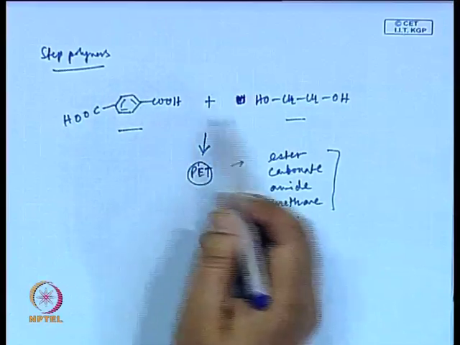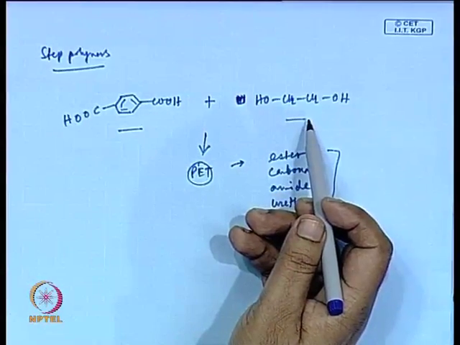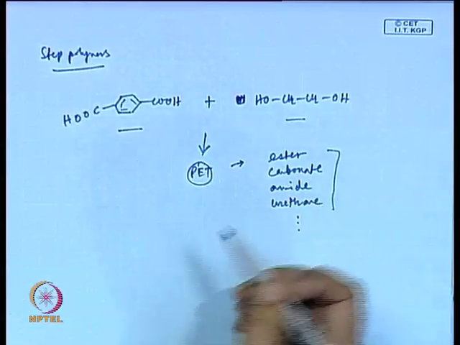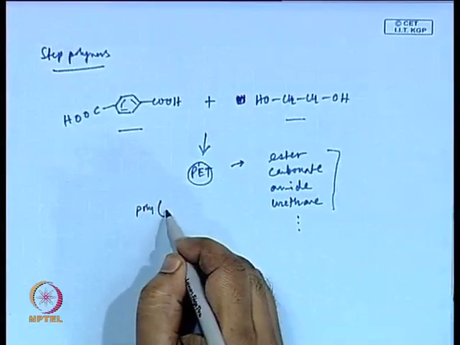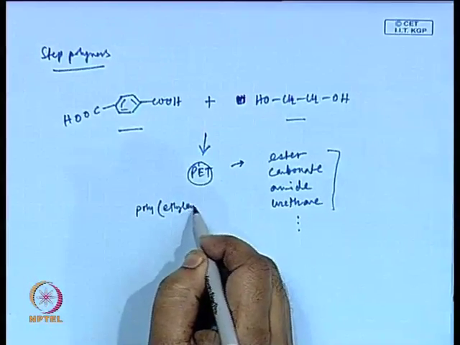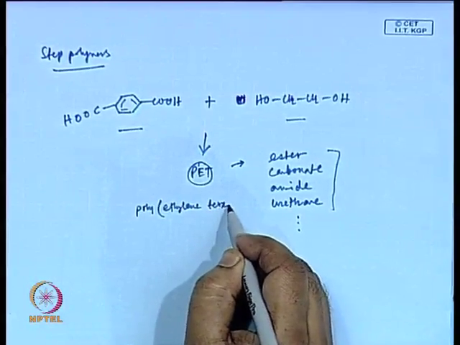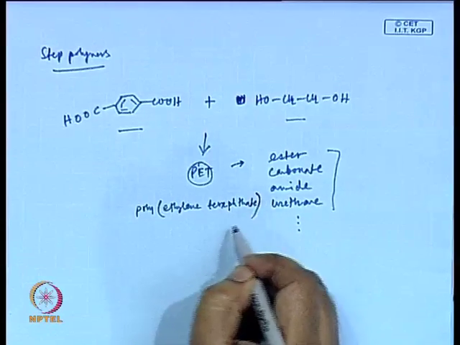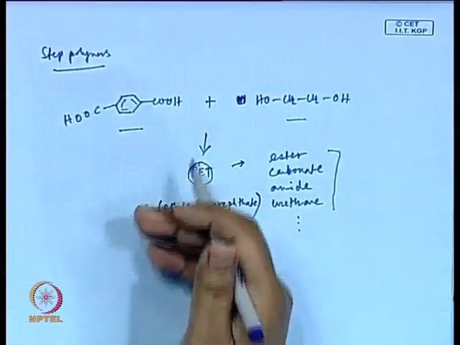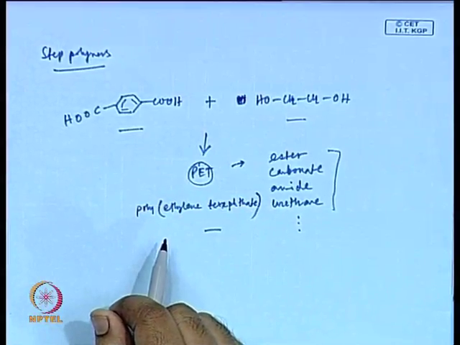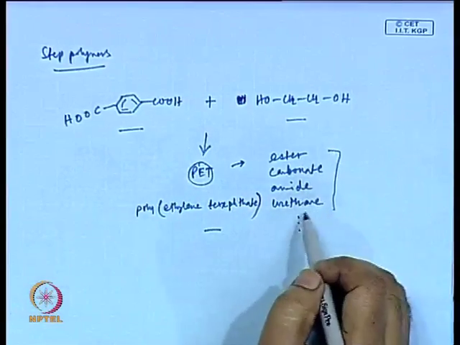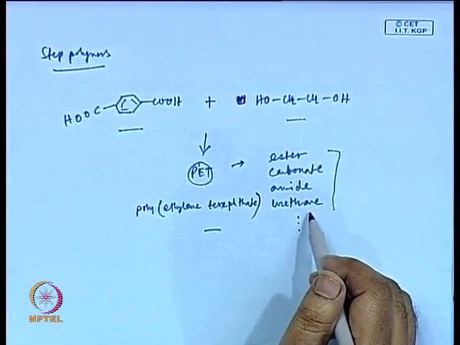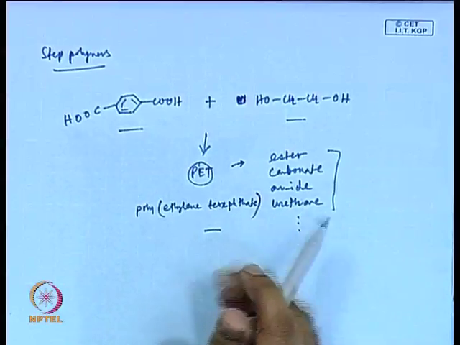Ester formed from terephthalic acid and ethylene glycol. So, you name it ethylene terephthalate, and because it is a polymer, you write this as polyethylene terephthalate. Similarly, you can name other step growth polymers as well, where you have to first identify the functional group or the class to which they belong, and then accordingly you name the polymer.